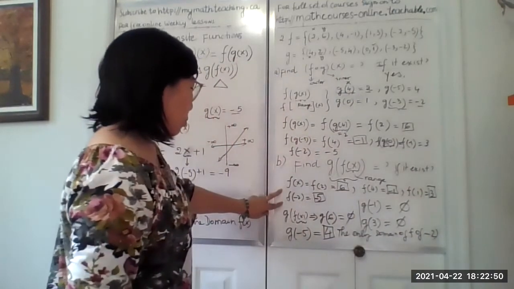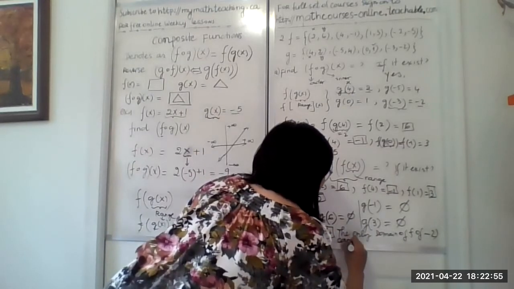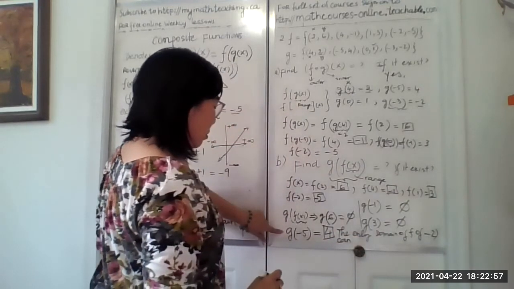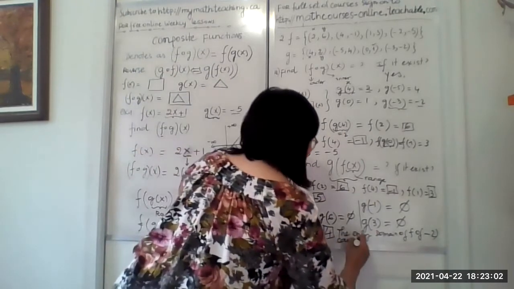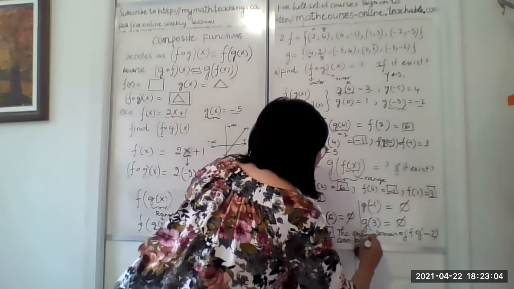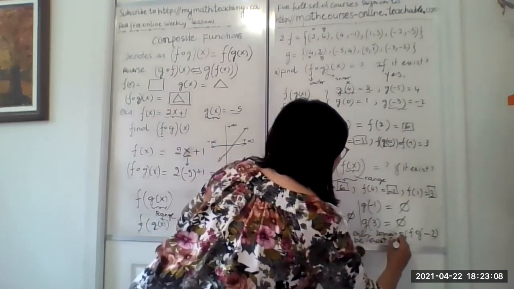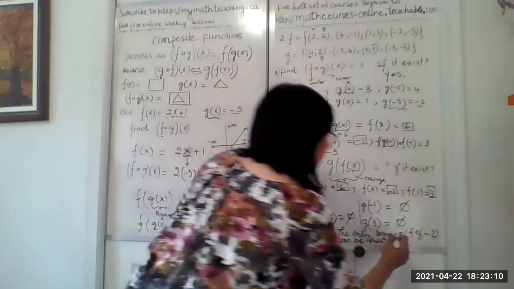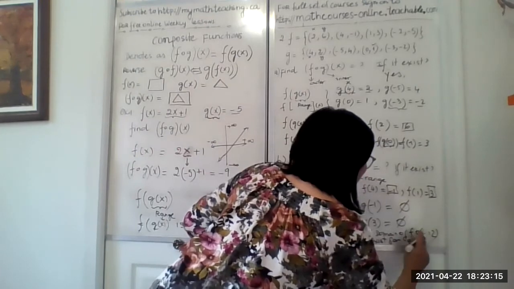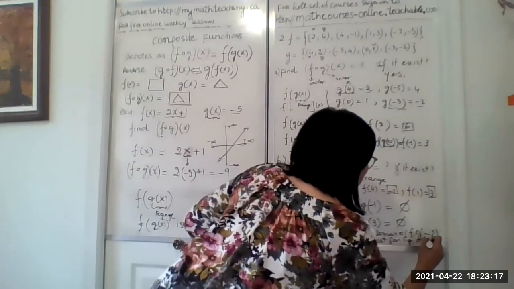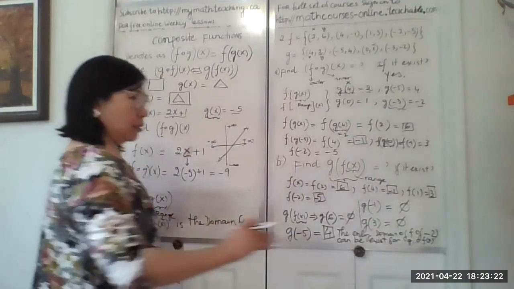Of minus 2 can be put in the composite function, right? Can be as it, for a composite function of g of f of x. So that's our conclusion, right?